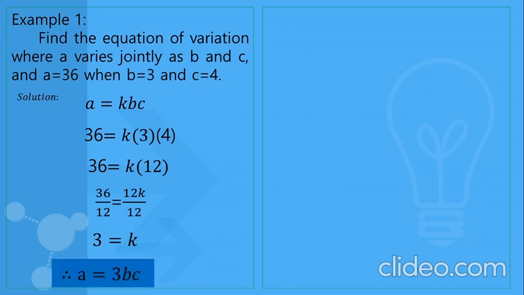So, k, or the constant of variation, is 3. To find the equation of variation, we just simply substitute 3 in place of k. Therefore, we will have A is equal to 3BC.